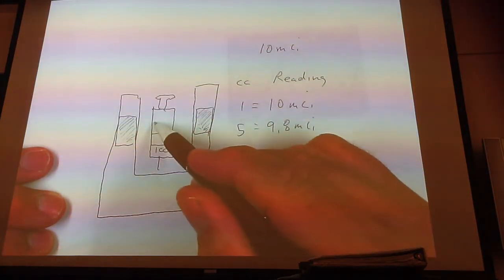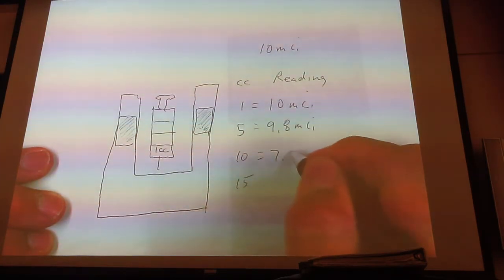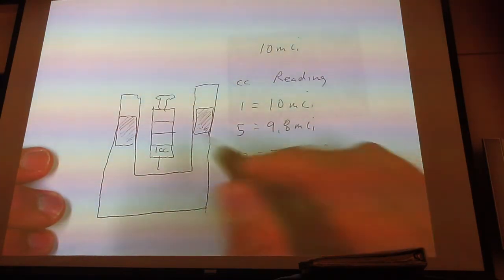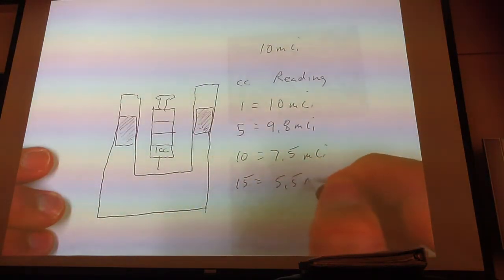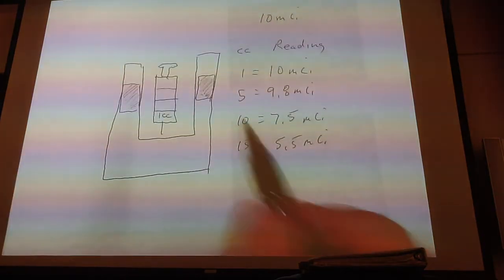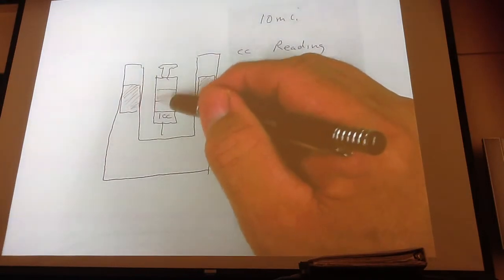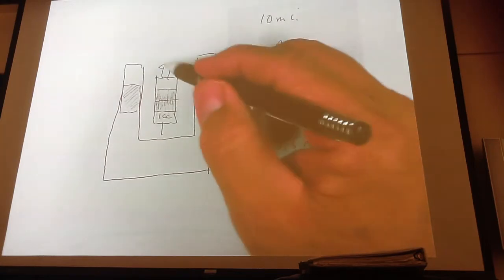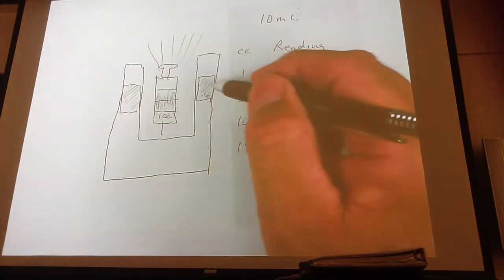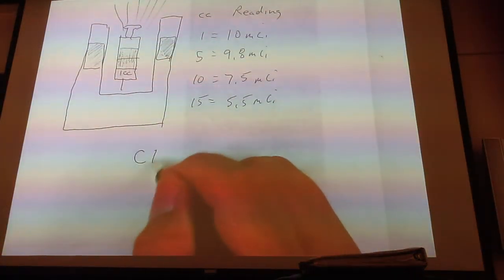Okay, add some more, and it measures 7.5 millicuries. And I get to 15 cc's, and it measures 5.5 millicuries. So the problem is the activity hasn't changed, but as the volume gets up to here, for example, more of the activity is going out through the top. It's not being detected by the sides anymore. So the next thing we have to do is develop correction factors for those volumes.